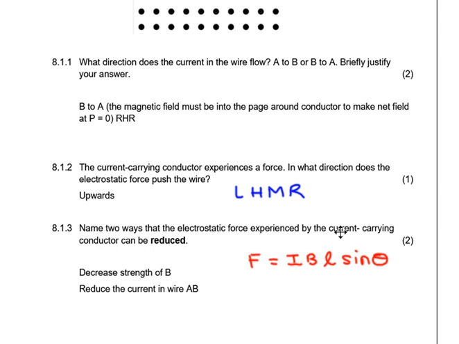So I like to look at this equation. So we need this force to be reduced. And so if we decrease the current in the wire, it will reduce the force. If we decrease the strength of the magnetic field, it will decrease the force. If we decrease the length of the wire within the magnetic field, it would decrease the force.